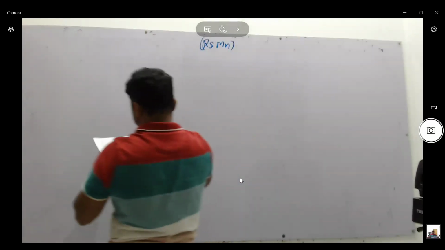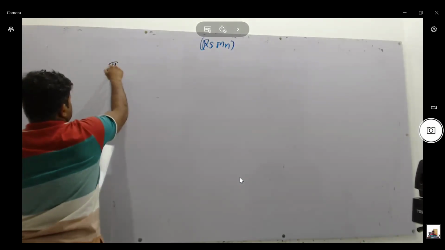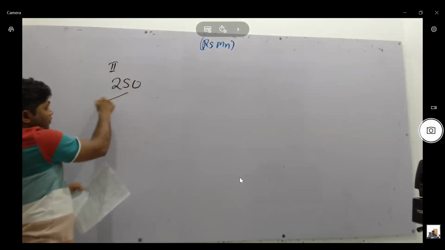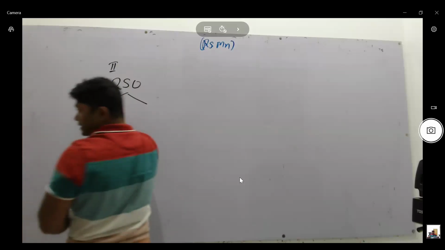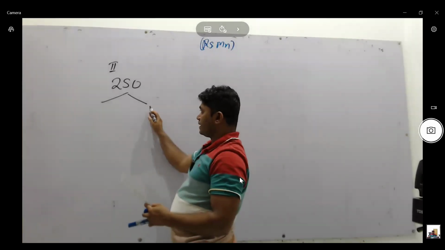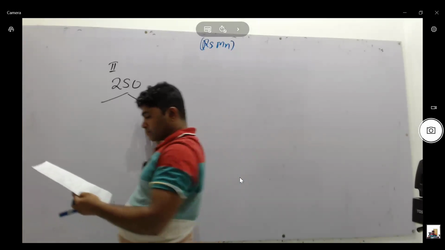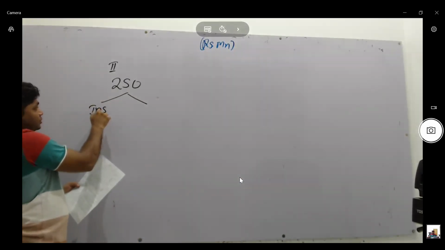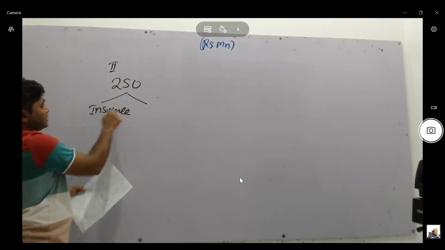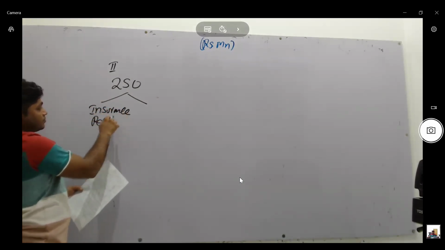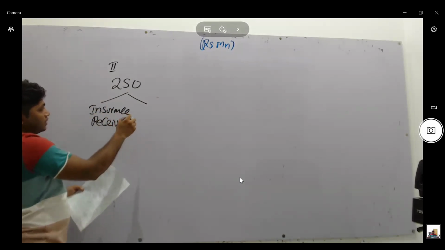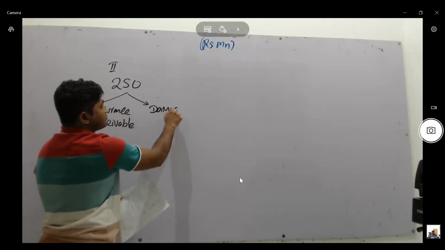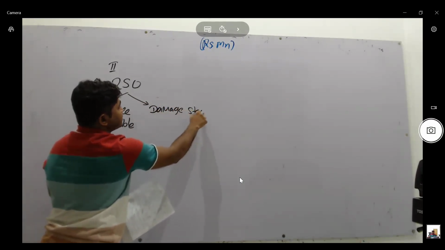Additional second one, think workings. Damaged stock value equal to 250 divided into 2 parts: insurance receivable as well as the balance part, damaged stock expense. Insurance receivable equal 80%. The balance part should be considered as a damaged stock expense.